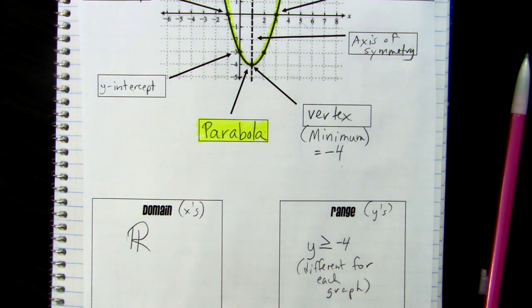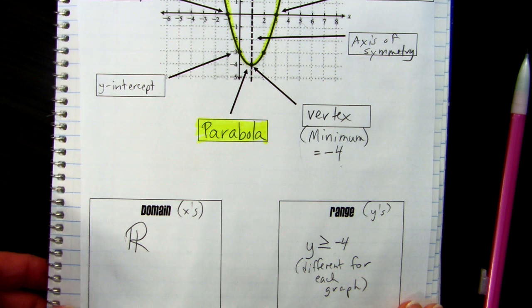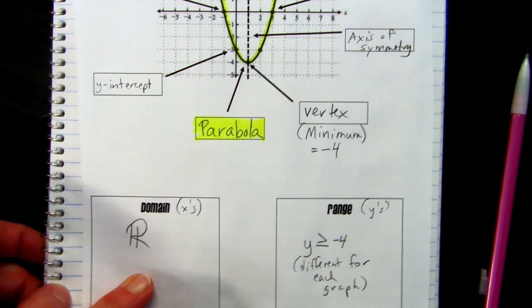So, everybody, I'm going to wait just a second and make sure everybody gets that. Then we're going to flip over and look at the next page and just go through and label and list some things.